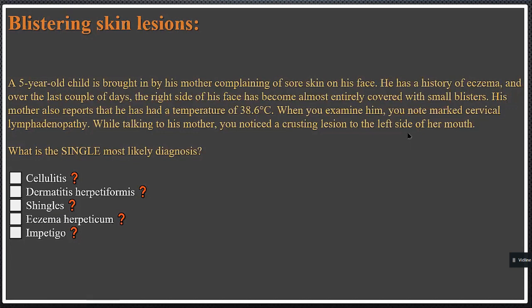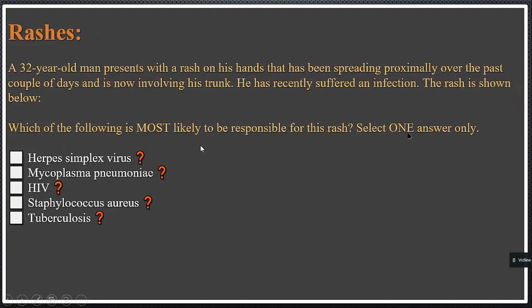Single most likely diagnosis. Eczema herpeticum, option D. Why? A young patient with a history of eczema before, and vaccination, and the patient is feverish. The chance of infection and history of eczema point to eczema herpeticum. The rash is beside the mouth, yes. Most likely responsible for this rash: herpes simplex, option A.